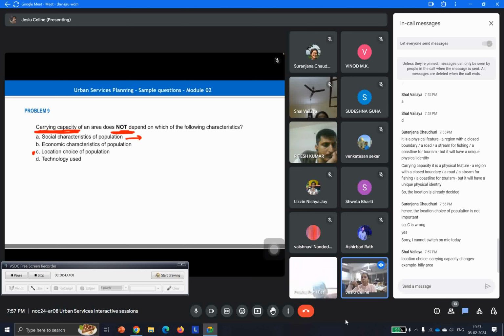Yes. Now, option B, economic characteristics of the population. For the same reason, if the economic characteristics are different, for instance, a very rich area would be able to support more facilities or would be able to import more resources from outside, and then the carrying capacity of these facilities can also be increased because of the amount of money that's available.